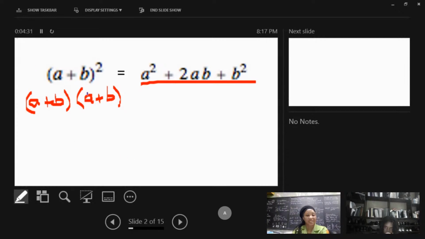So we'd have a times a, which is how we get the a squared. A times b, which is ab.